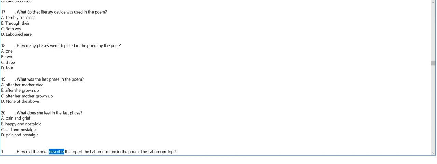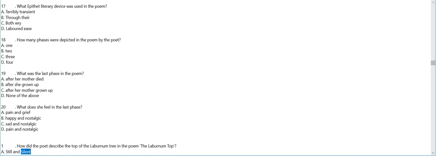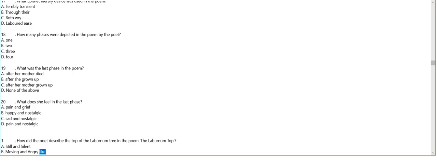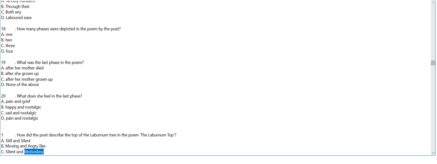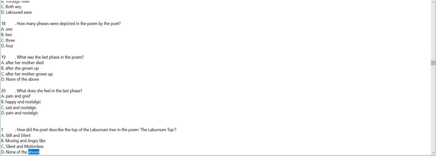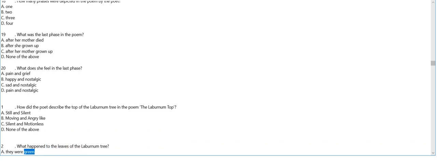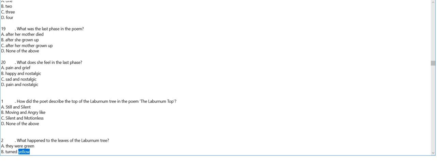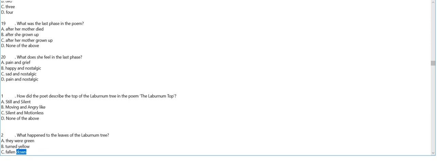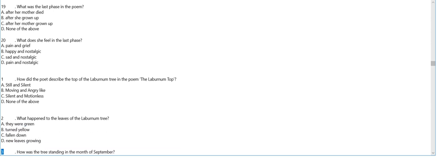1. How did the poet describe the top of the laburnum tree in the poem, the laburnum top? A. Still and silent. B. Moving and angry like. C. Silent and motionless. D. None of the above. 2. What happened to the leaves of the laburnum tree? A. They were green. B. Turned yellow. C. Fallen down. D. New leaves growing.